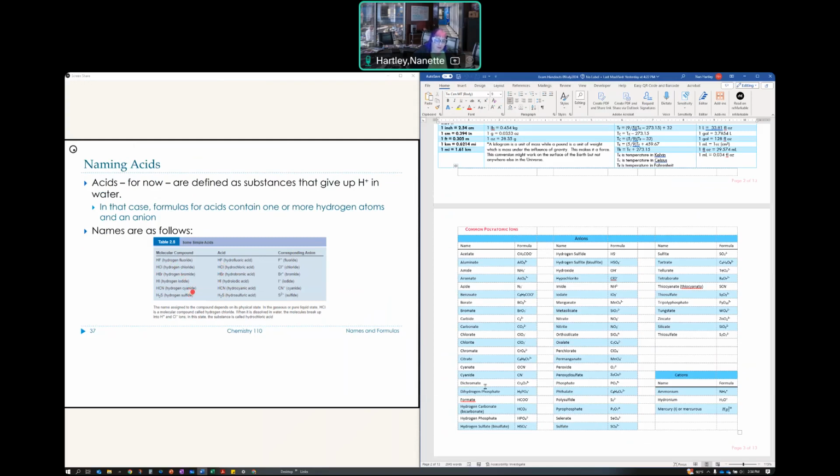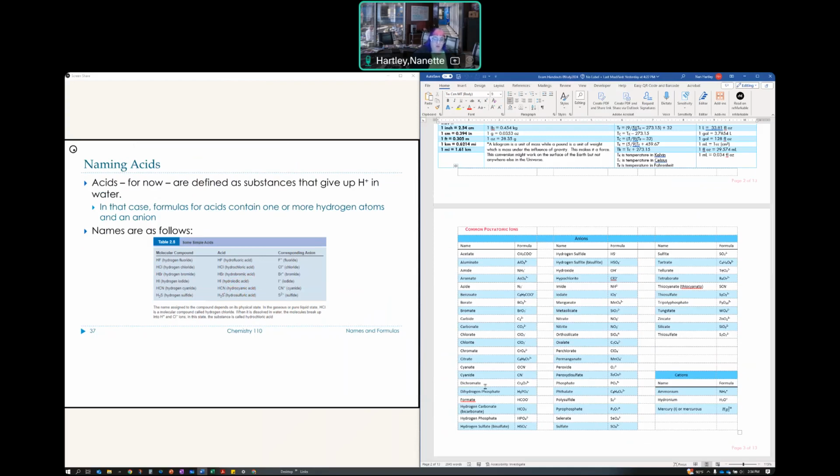That's the molecular compound. When it becomes an acid, we call it hydrofluoric acid, hydrochloric acid, hydrobromic acid, hydroiodic acid, hydrocyanic acid, and hydrosulfuric acid. So hydro because it's got the H on it, sulfuric because it's the S, and it's an acid because it's got that H plus.